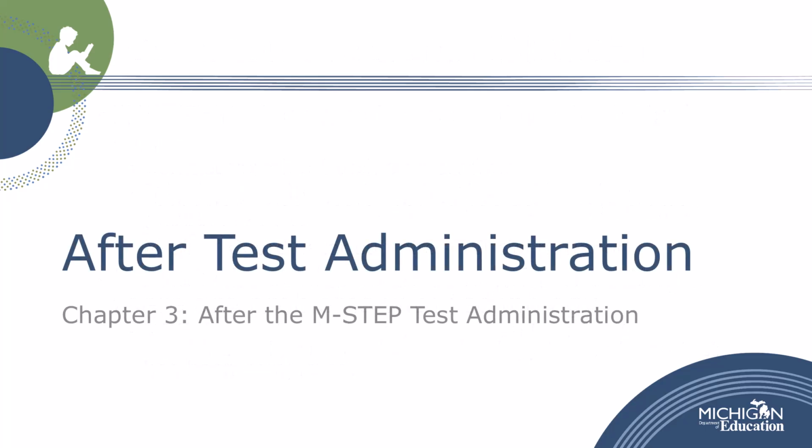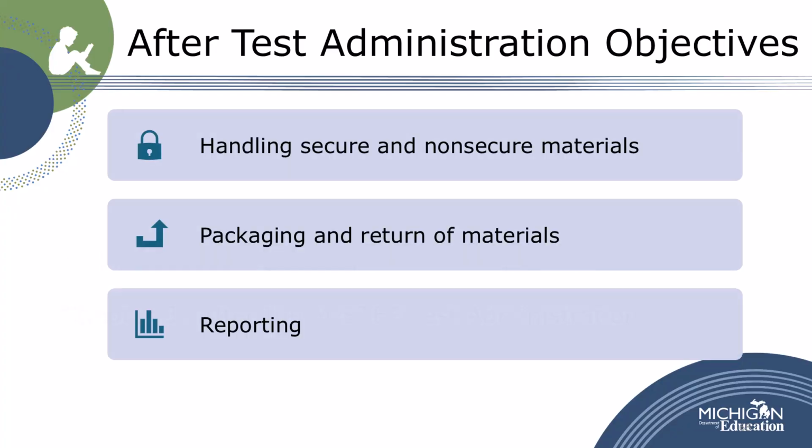This section discusses Chapter 3 of the M-STEP Grades 8 and 11 Test Administration Training, after the M-STEP Test Administration. First, I will discuss the appropriate handling of secure and non-secure materials after testing. Next, I will cover the packaging and return of materials for schools with paper/pencil materials. I will end by discussing preliminary reports availability and final reports.